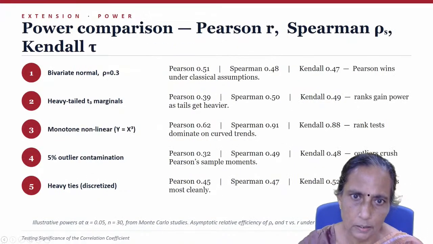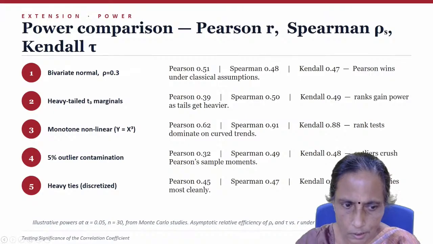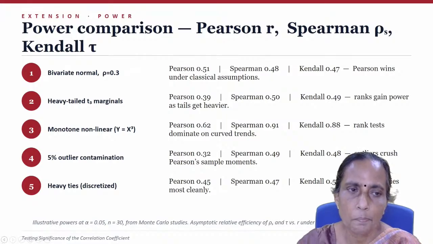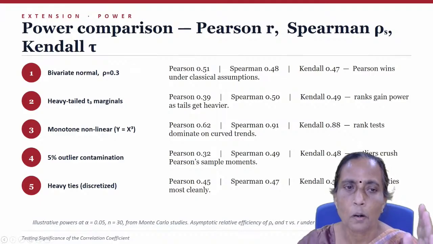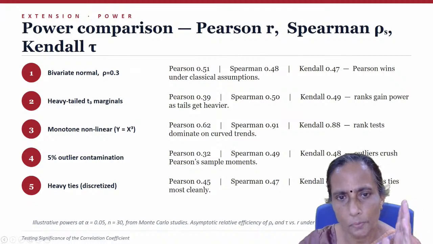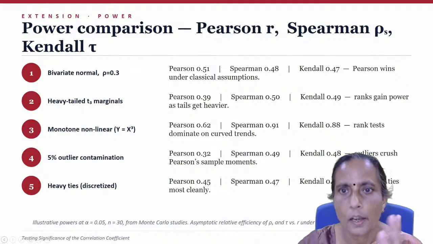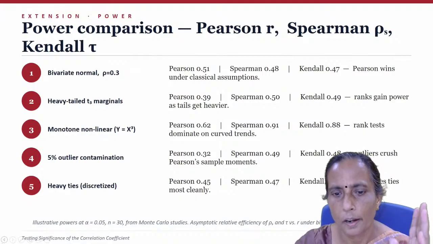Okay, the power comparison, taking your rho values. This is illustrative: powers at the 5% level of significance and n equal to 30, that is sample size 30, from Monte Carlo studies. The asymptotic relative efficiency of Spearman's rho and Kendall's tau versus Karl Pearson's R under bivariate normality is 9 by pi square, which is approximately equal to 0.912.